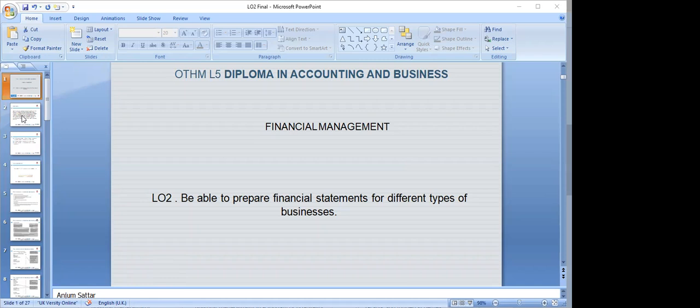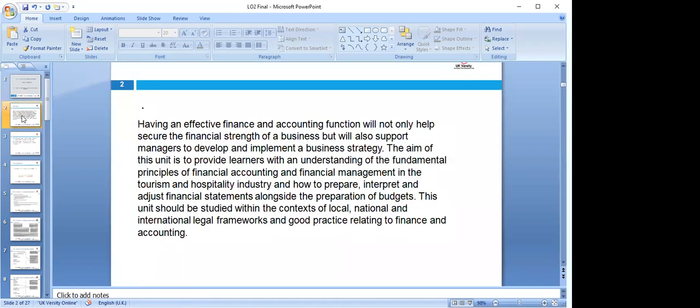Okay, so as we discussed the aim of this unit during our last lesson, having an effective finance and accounting function will not only help to secure the financial strength of the business, but will also support managers to develop and implement the business strategy.